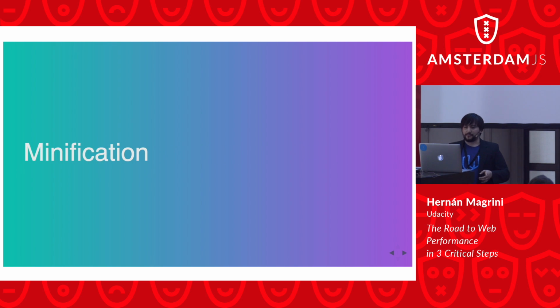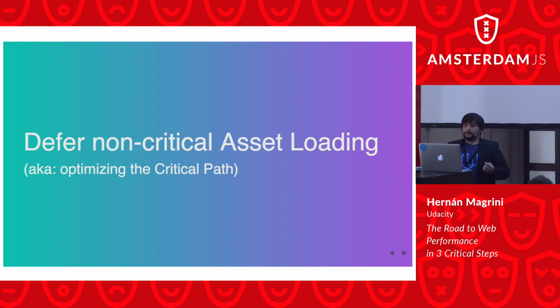We're not going to be talking about minification because that's pretty much a concept that everybody's already familiar with, but we are going to be talking about deferring non-critical assets. That means that we have scripts, styles, fonts, and sometimes images, which are all assets that block the rendering of our application. And what we want is to allow the browser to continue rendering without actually waiting for these assets, especially if they are not meaningful for our users.